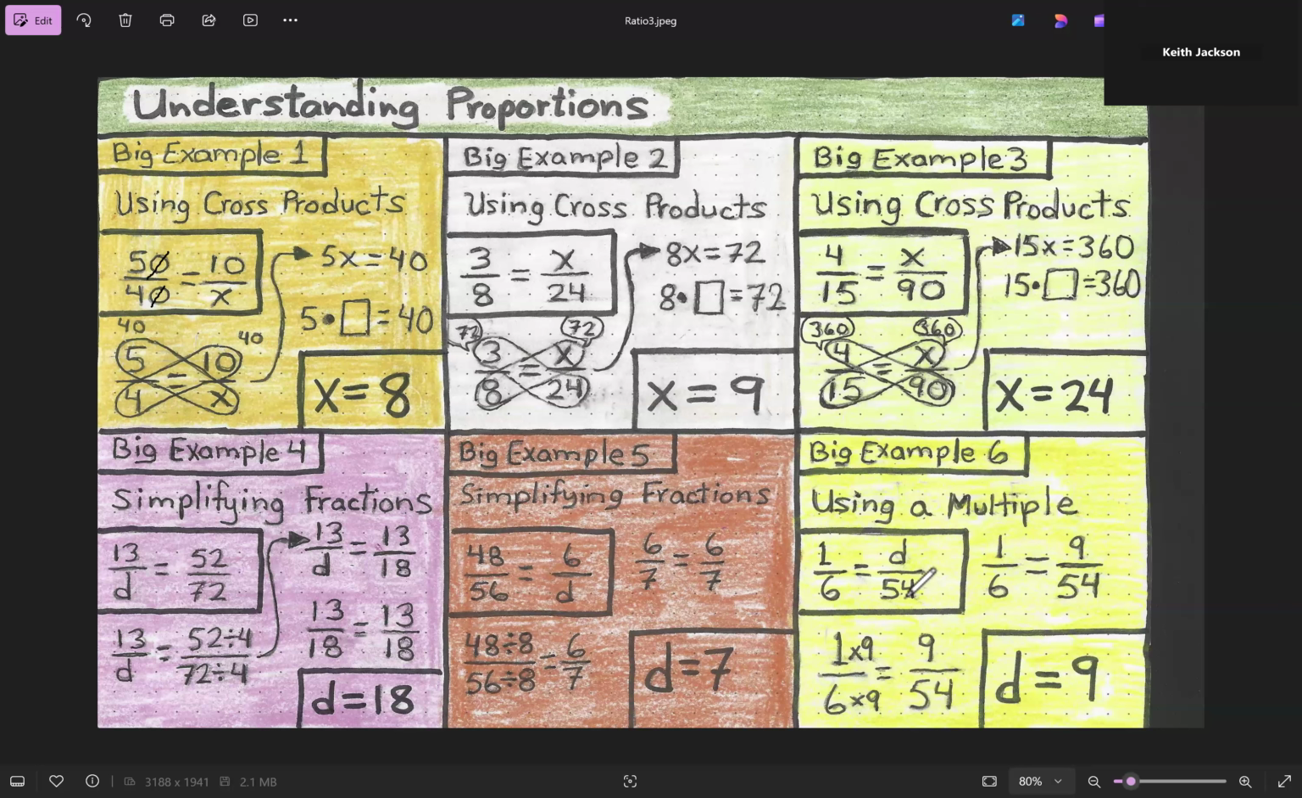Okay, I've given quite a bit of information. I wouldn't blame you if you need to pause the video to look at each and every one of these big examples, or replay this video as many times as you need to gain a deeper understanding of this concept.